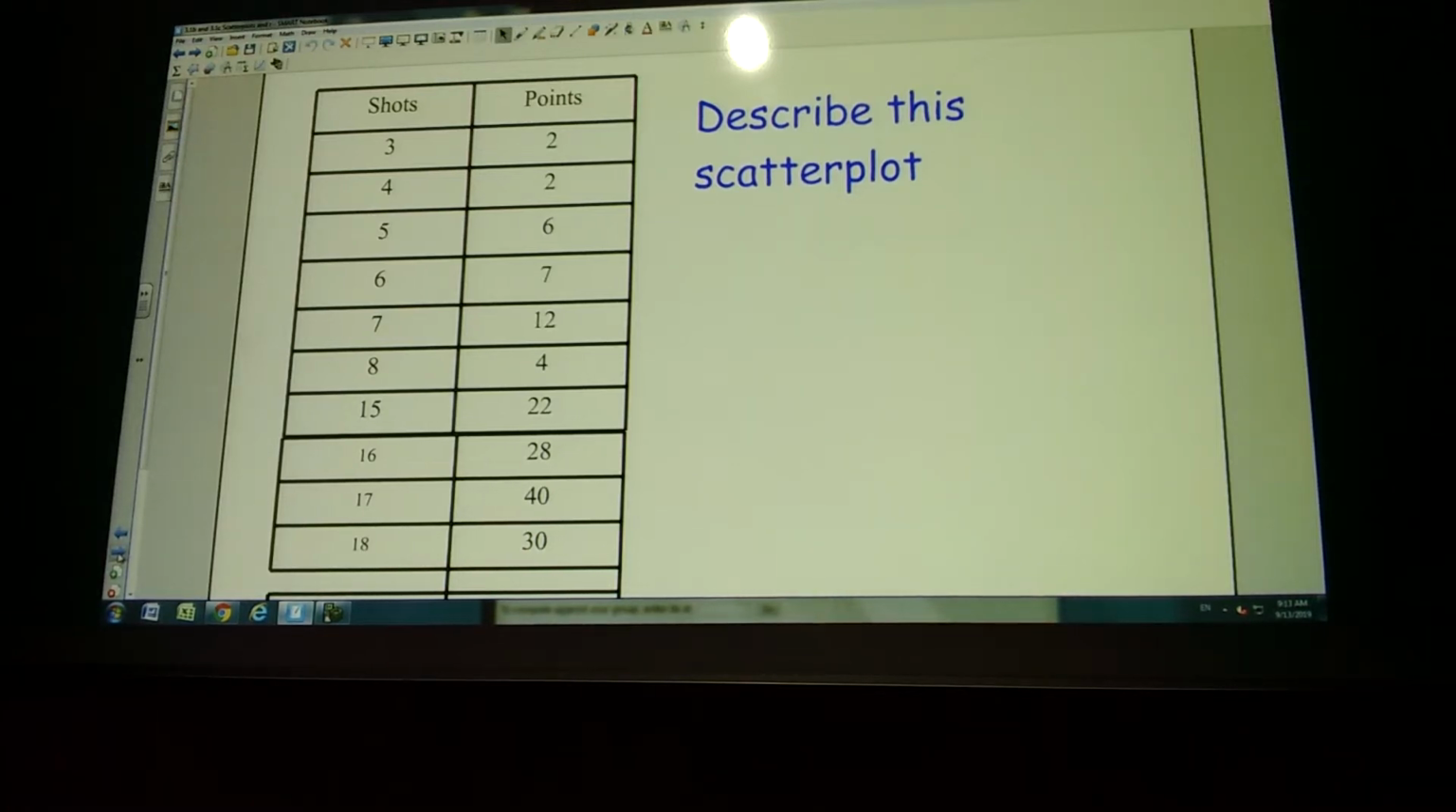We've just taught a lesson on how to describe a scatter plot, so we're going to go more in depth. But you can pause it, enter these numbers in. We're going to make a scatter plot, describe it for review.